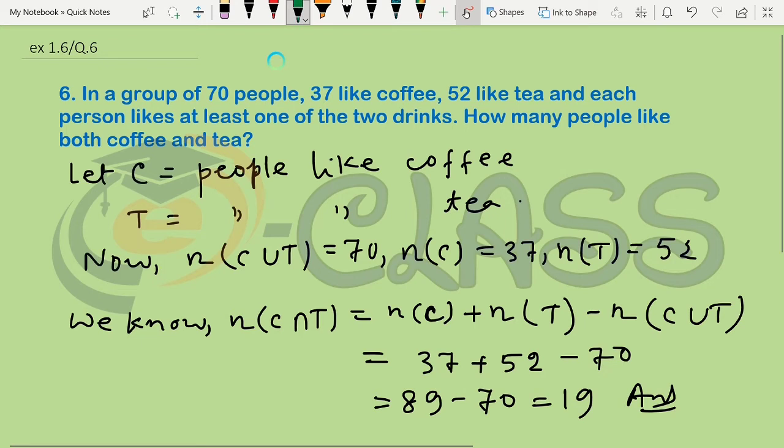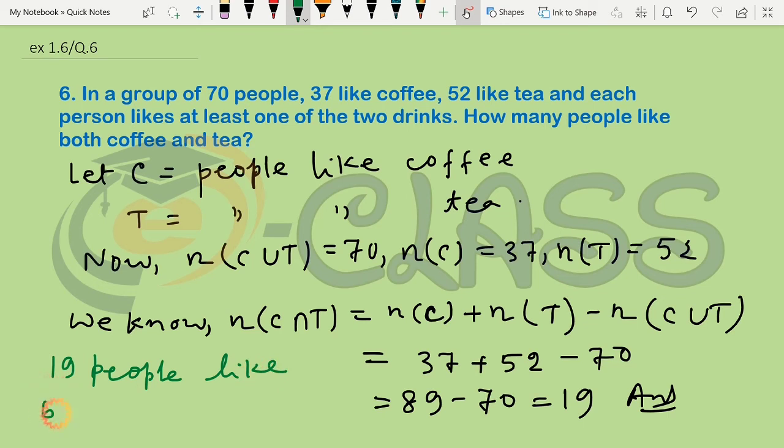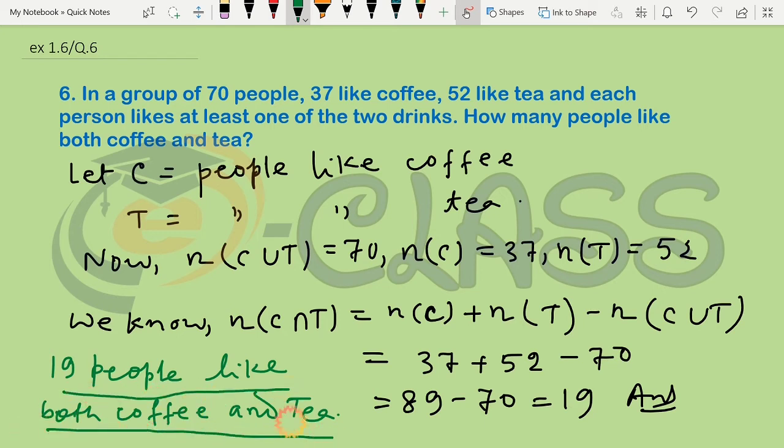So 19 people like both coffee and tea. Okay, so this is the answer of question number 6.